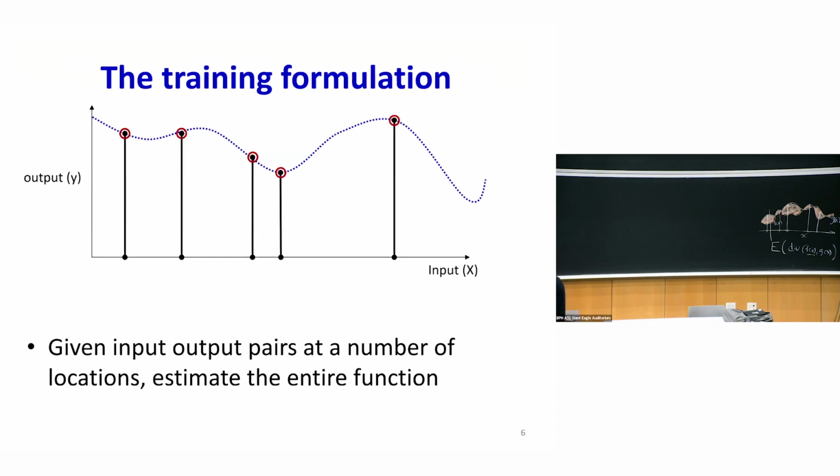Here again is the problem. Keep in mind that what we really want to minimize is that shaded area I have on the screen. But what we're really given is a bunch of input-output pairs at a number of locations. And based on just these few training samples, we want to estimate the entire function.